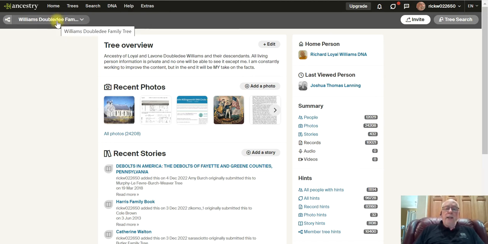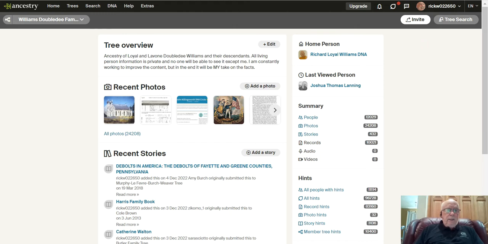Right now, I've only got one tree, and the reason I don't separate them to make them more manageable is to link my DNA results with the people on the tree. I have to have everything in one tree. Otherwise, if the Doubledee side and the Williams side were two different trees, there's no way I can link a single person, myself, to two different trees at the same time, as I understand it. So right now the sites are together, and just quickly, I'm going to show you some key things about how I work with the site.